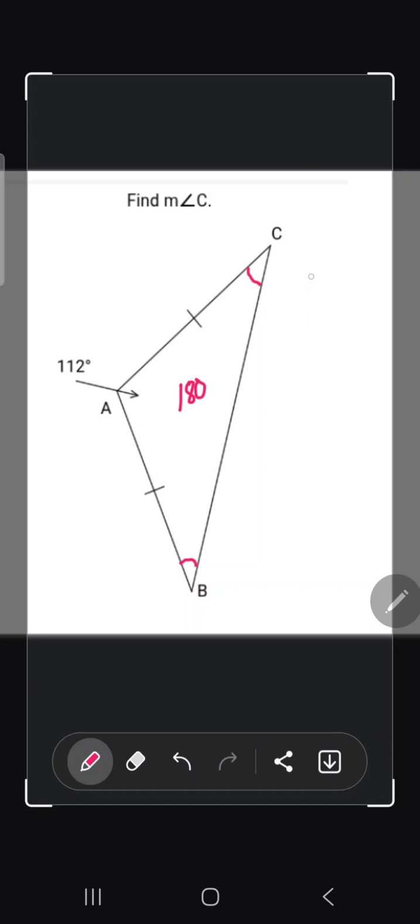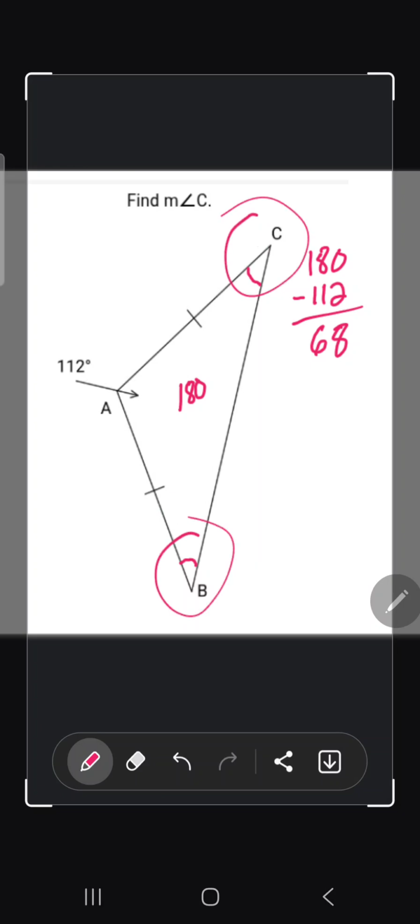So what I'm going to do in this situation is 180 minus the 112 that I do know, and that comes out to be 68. Now, we have 68 degrees left for two angles. We have this angle and this angle. We don't know their measures, but we do know they're exactly the same. So we could divide this by 2. That means these other angles I don't know are 34 and 34. So the measure of angle C is 34 degrees. That would be my answer, 34 degrees, because they're asking for the one angle, not the total of the two.